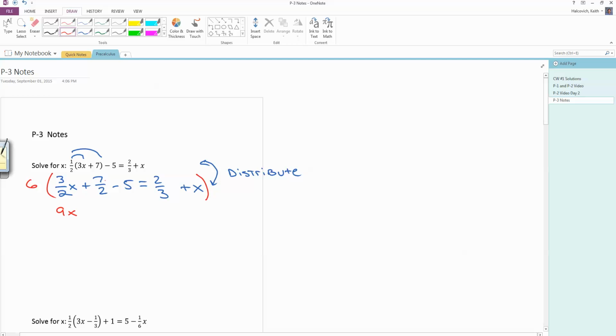2 goes into 6 3 times. 3 times 7 is 21. 6 times 5 is 30. 3 goes into 6 twice, times 2 is 4. And 6 times x is 6x. So from here to there, what we did is we cleared the fractions by multiplying by the lowest common denominator.